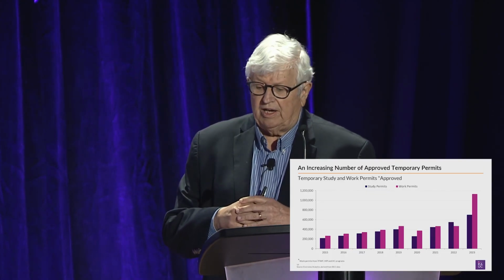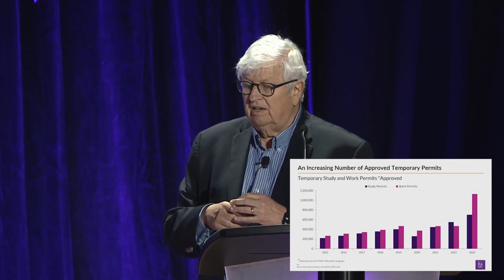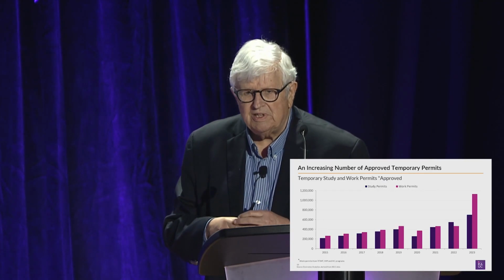So that's the story of permanent numbers. What about the temporary numbers, those numbers that really skyrocketed? Well, we track the number of temporary permits that the government allocates every year in our New to Canada product. And this data shows from 2015 how those numbers have gradually increased. And I broke them up here into both study permits and work permits. And you can see both really increasing. In the last year, particularly the work permits skyrocketed. Nearly 1.2 million permits were approved.